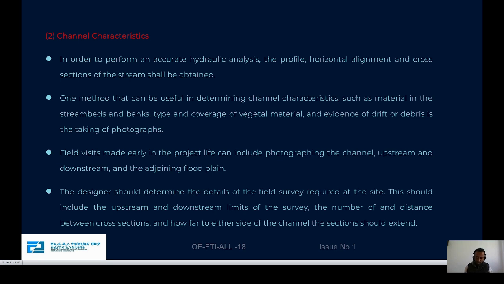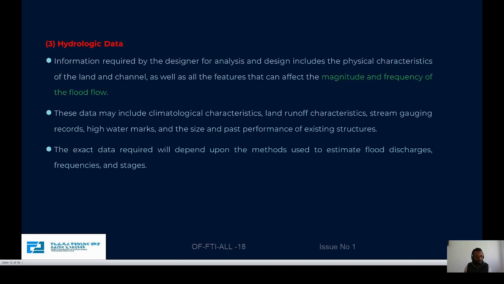And the designer should determine the details of the field study required at the site. This should include the upstream and downstream limits of the survey, and the number and the distance between the cross sections are also very important. The third data will be the hydrologic data.